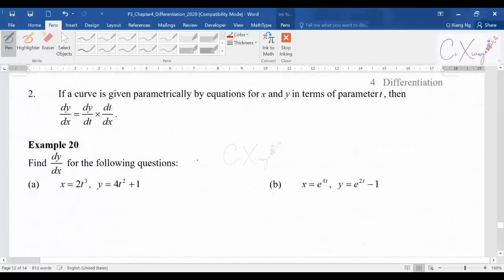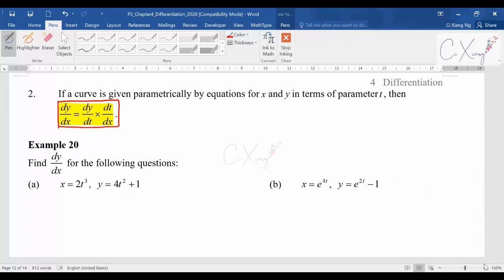So now when you want to extend the idea to differentiation, generally, when you want to find dy/dx for any parametric equation, you have to use the chain rule. So dy/dx is equal to dy/dt multiplied by dt/dx. So this is what we have, dy/dt multiplied by dt/dx. So you apply the chain rule formula to get dy/dx. Okay, so the idea is quite simple.